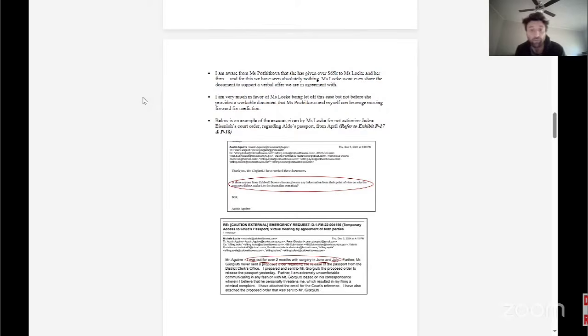I am aware from Mrs. Pozhikova that she has given over $65,000 to Ms. Locke and her firm. And for this, we have seen absolutely nothing. Ms. Locke won't even share a document to support a verbal offer that we are in principle in agreement with. I'm very much in favor of Ms. Locke being let off this case, but not before she provides some sort of a workable document that allows us to move forward. We've been in this process for a couple of years. We've had more than one set of lawyers not do the right thing by us.